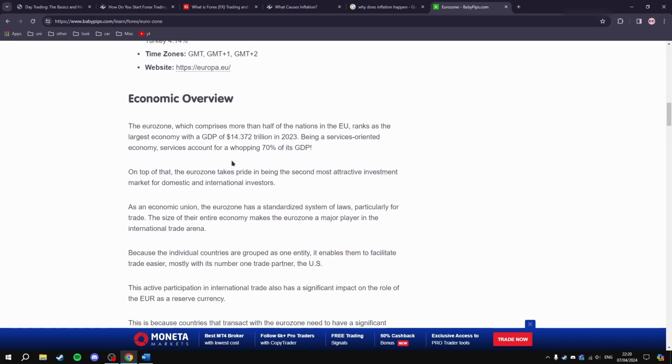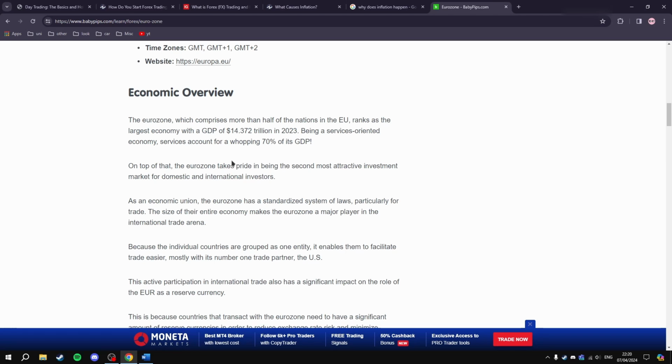Economic overview. The Eurozone, which comprises more than half the nations in the EU, ranks as the largest economy with a GDP of 14.372 trillion in 2023. Being a services-oriented economy, services account for a whopping 70% of its GDP.